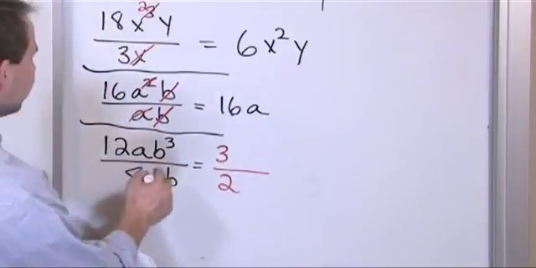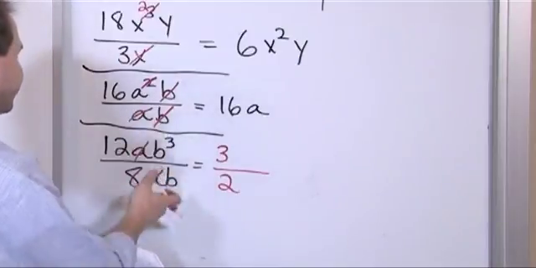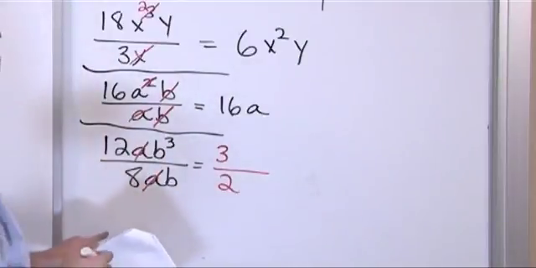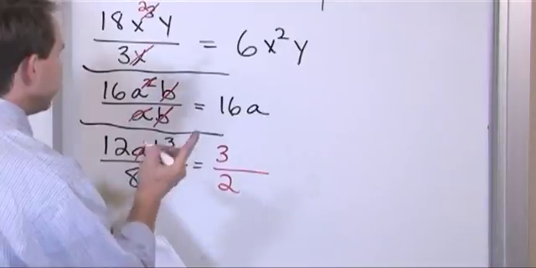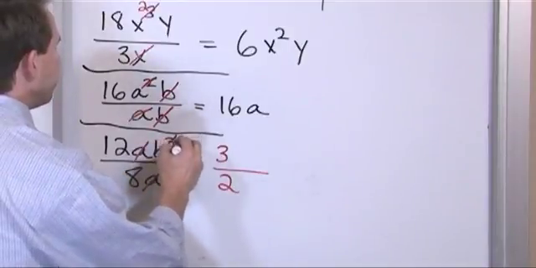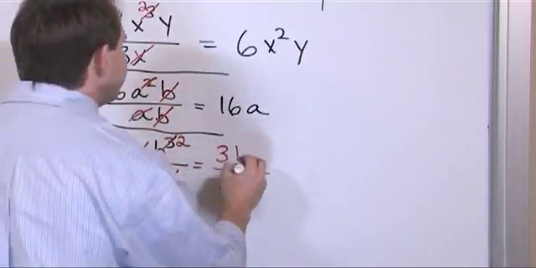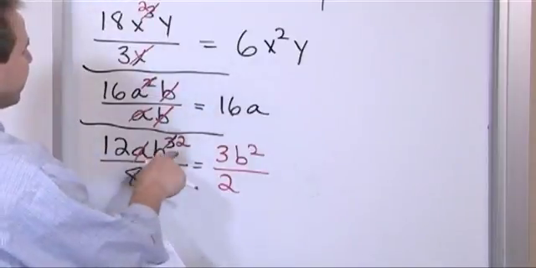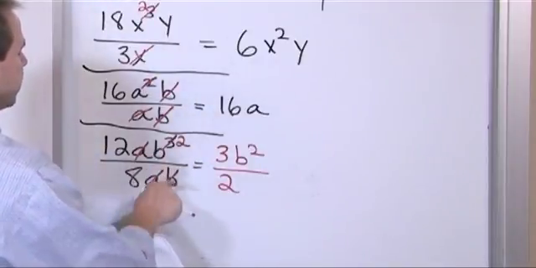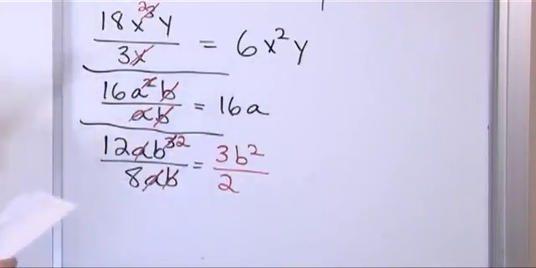Now as far as the letters, I have an a on the bottom and an a on the top that divide out, basically give me 1, so they disappear. One of these b's goes away, and I change this exponent of 3 to a 2, so I'm going to have b squared left over. Because there were 3 b's multiplied here, one of them was canceled, that left me with 2 b's left over. So 3b squared over 2.